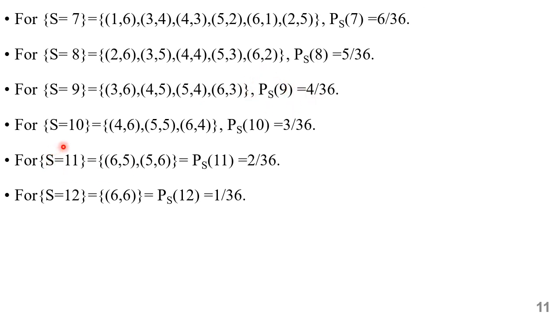The next one is the probability of sum equal to 10. We have 3 possible outcomes: (4, 6), (5, 5), (6, 4). So P of S equal to 10 is 3 by 36. For the probability of getting sum equal to 11, there are 2 possible outcomes, (5, 6) and (6, 5), so P of S equal to 11 is 2 divided by 36. Finally, the maximum sum is 12, which is (6, 6), so P of S equal to 12 is 1 divided by 36.